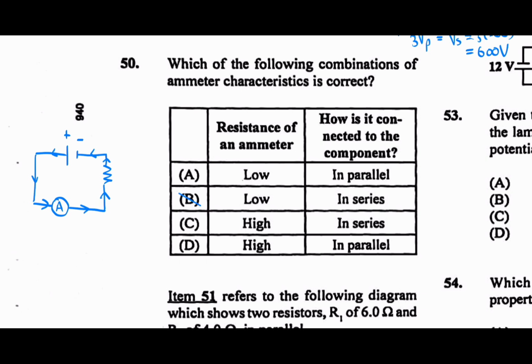So the answer is B. And why is that? It has to be in series so the current could flow through it, and the resistance has to be very low so that it doesn't affect the circuit in any way. We don't want to add any extra resistance to the circuit. We just want the current to pass straight through the ammeter and do what it was supposed to. We only want to measure the current, not interfere with the circuit.